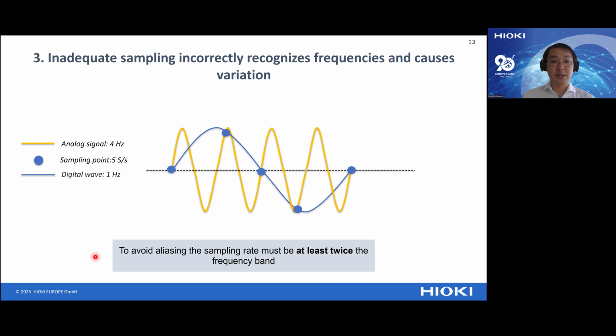We won't go into the theory here, but the simple rule is this: to measure a signal accurately, the sampling rate must be at least twice the highest frequency in your signal.